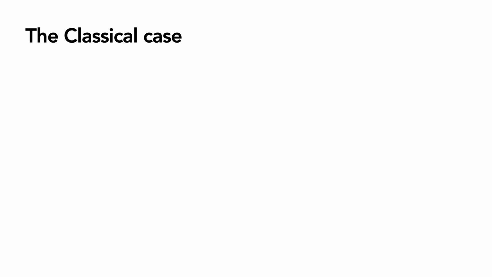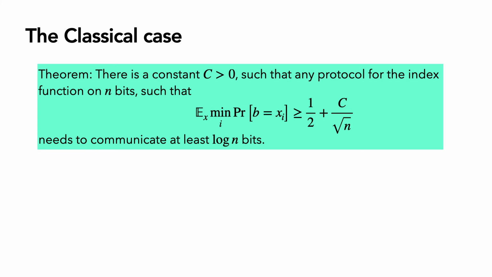Now we look at the classical lower bound, the regime of our interest. We show that any classical protocol for the index function such that, averaged over Alice and worst case for Bob, the probability of success is half plus a constant over square root n, needs to communicate at least log n bits.